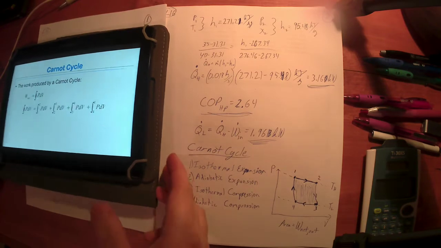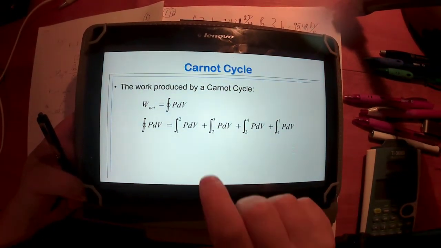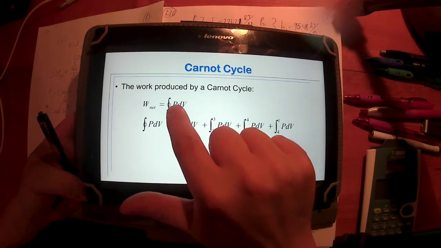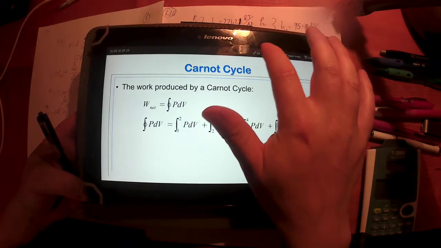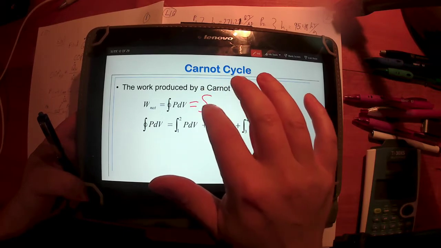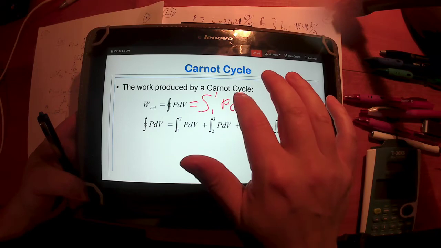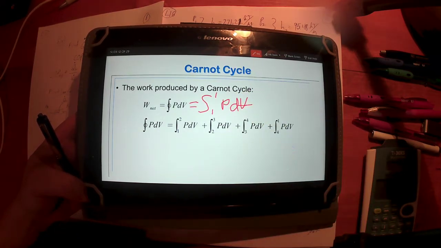I call this symbol a cyclic integral. I've heard line integral used as well. A cyclic integral just means that the limits on this integral are the same. It's a cycle, so it's saying we're integrating from state 1 to state 1 pressure with respect to volume. So go through an entire cycle. And how do we get through that cycle?